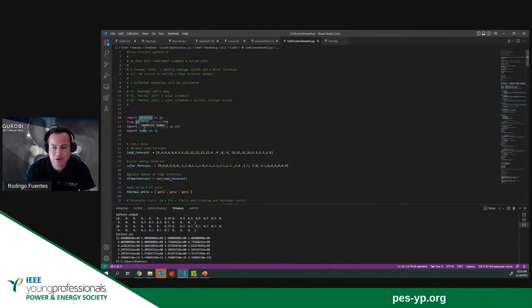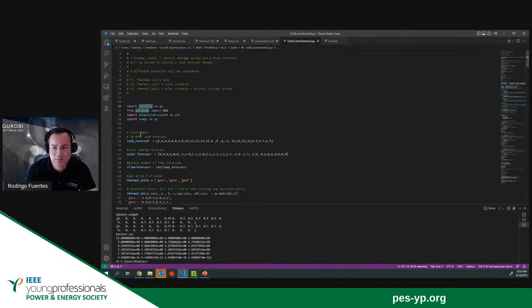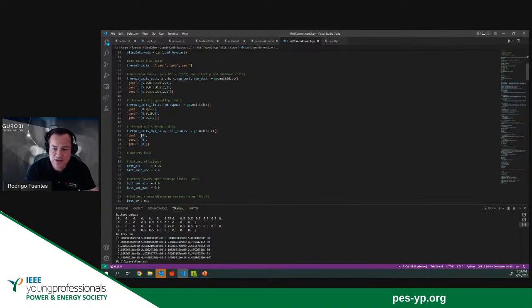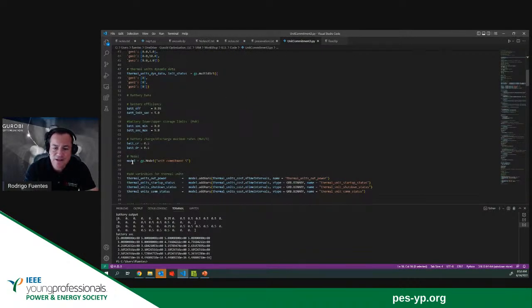Okay, we're going to use matplotlib to create a couple of plots and NumPy, which I think is widely used in science and engineering. Once you define a model object, then you can use some methods associated with that object to add variables to your model. So if you recall, we're going to have the output power and the commitment variables, right? For status, startup, and shutdown, and this is all for thermal units only.